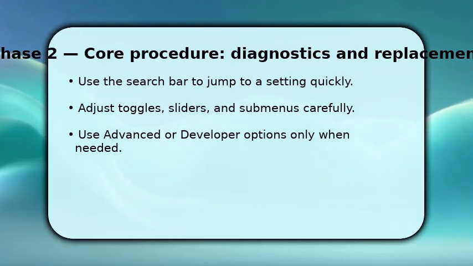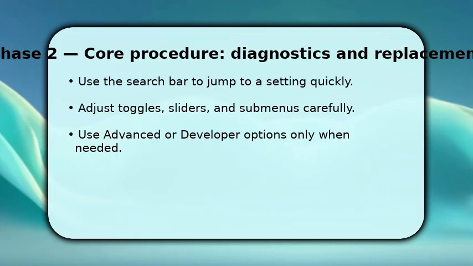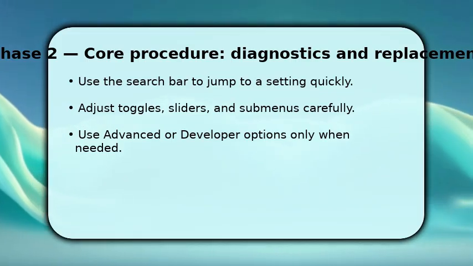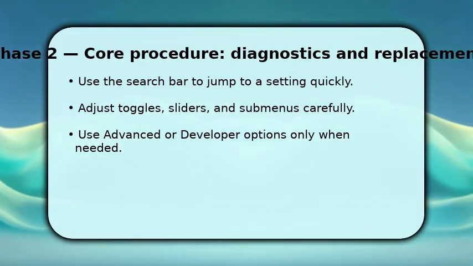If a confirmation dialog appears, read it. It explains consequences. For complex changes like permissions or battery optimization, use the apps or privacy sections. Remember, make one change at a time so you can test effects and revert easily.